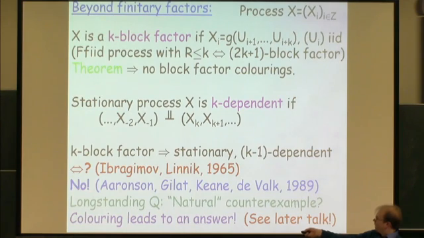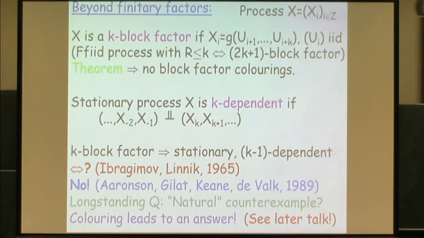The first counterexample was in 1989. So there is a counterexample: there exist stationary (k minus 1)-dependent processes that don't arise as block factors. It's not obvious at all. The example they gave was interesting, but very contrived and an indirect construction. They asked for a natural example, and there's a lot of history of people trying to come up with a more natural counterexample.